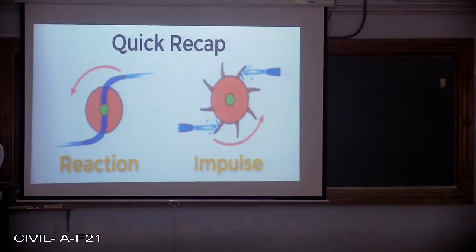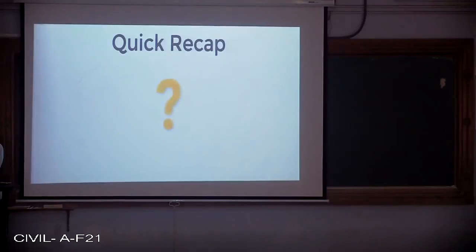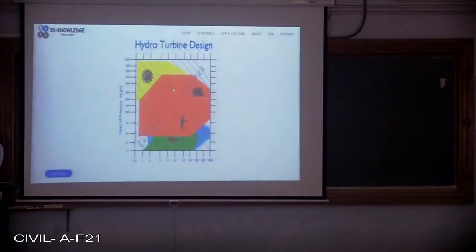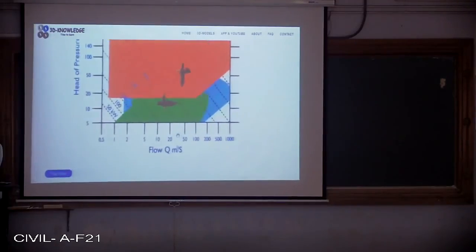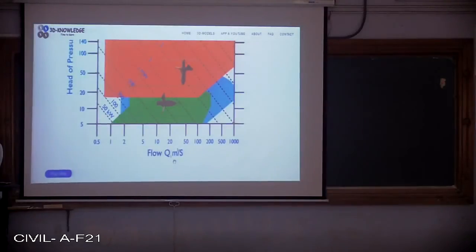Now we're going to look at why you have the different designs and when you'll use them. So the graph in front of us says hydro turbine design in the title. On the left-hand side, we've got head of pressure going from 0 up to 2000. And on the x-axis, we've got the flow, which is in meters cubed per second. So we'll start at the bottom.